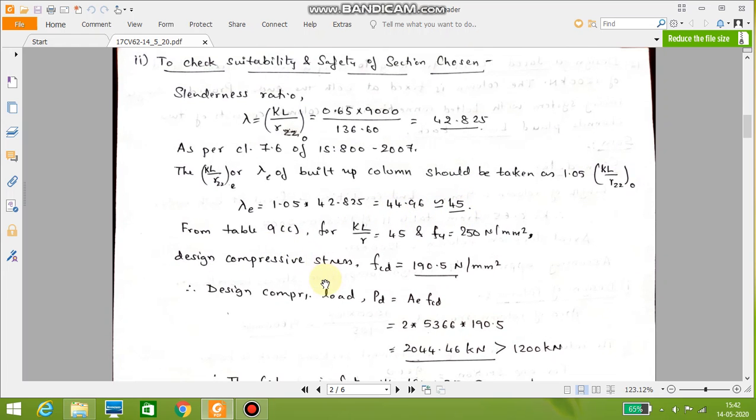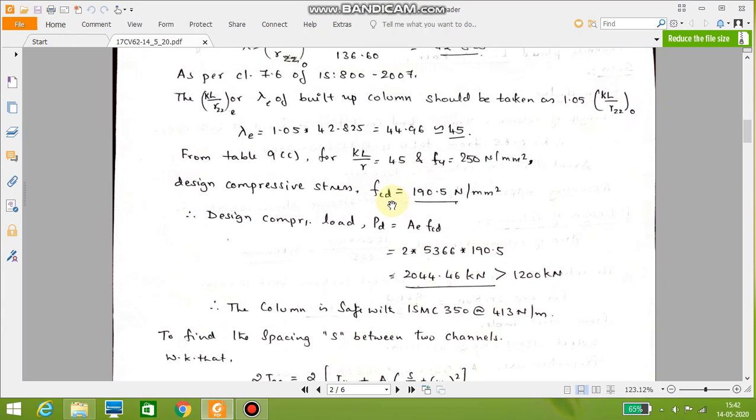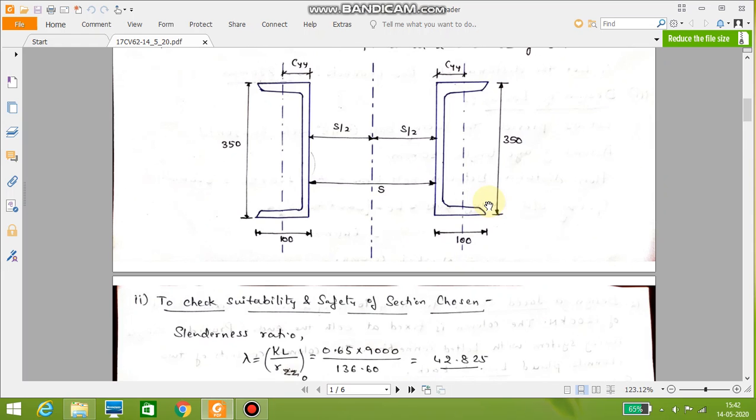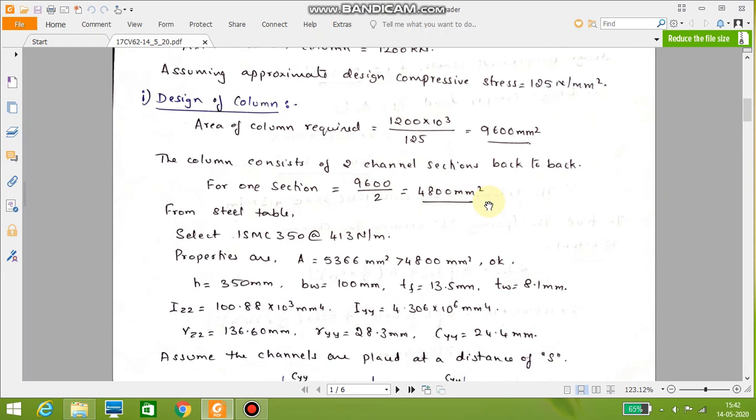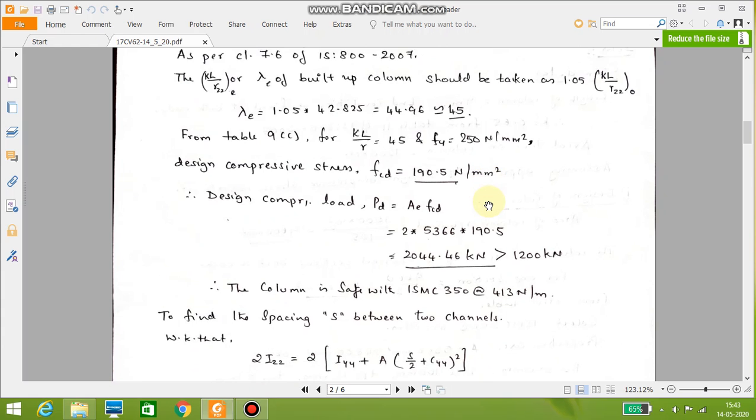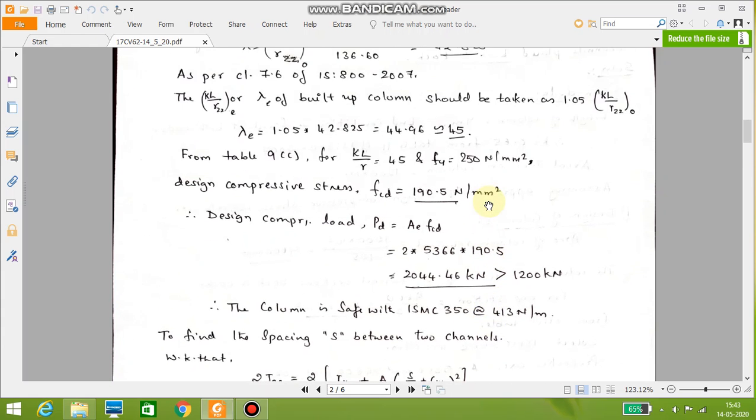Now from table number 9C, you calculate what is the FCD value. The design FCD value works out to be 190.5. This 190.5 is greater than the initially assumed value 125. So it is okay in this step itself. Further, we will calculate the design compressive load PD equal to AE into FCD. 2 into 5366, because we have two channel sections, into 190.5, which is 2044.46 kilonewton, greater than 1200 kilonewton. It is safe.